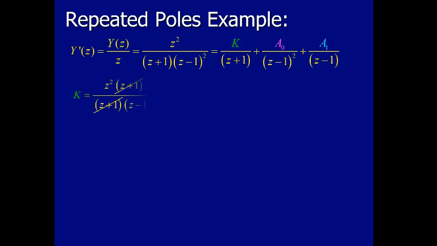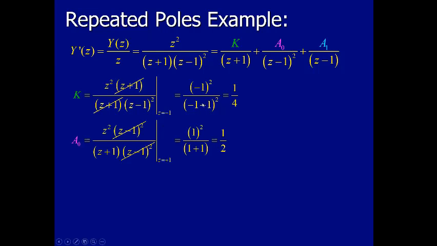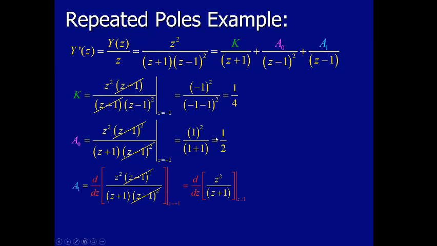K we find in the normal way, which in this case turns out to be a quarter. A0 we find in the normal way, although remember we're going to multiply our function by the (Z minus 1) squared to get rid of this whole squared term. Then replace Z with Z equals plus 1, giving us a half.